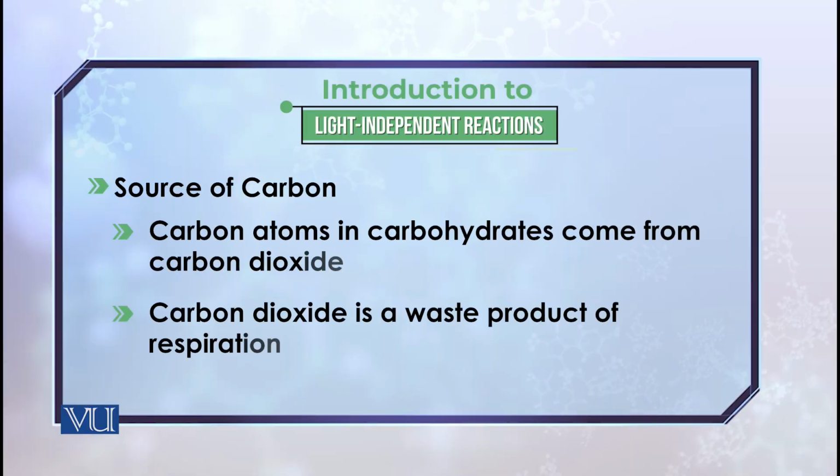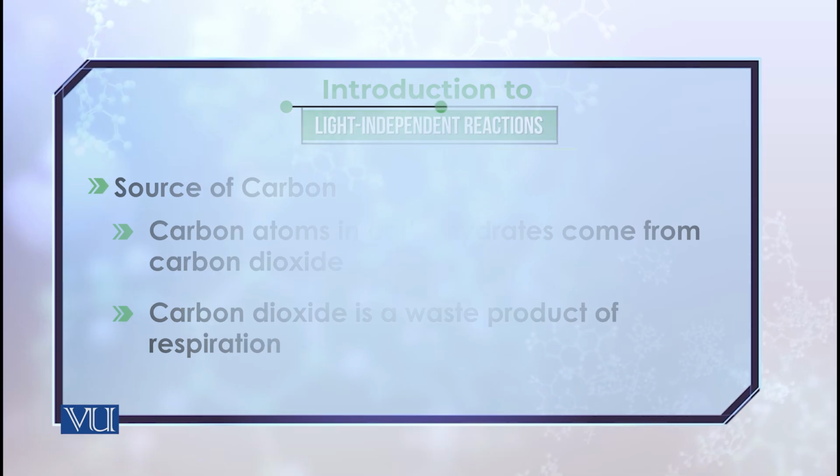The source of electrons in the case of photophosphorylation was water. The source of carbon, which will then make the carbon skeleton of the compounds which you want to get from photosynthesis, is carbon dioxide. This is the molecule which we exhale also as a waste product during the process of respiration.